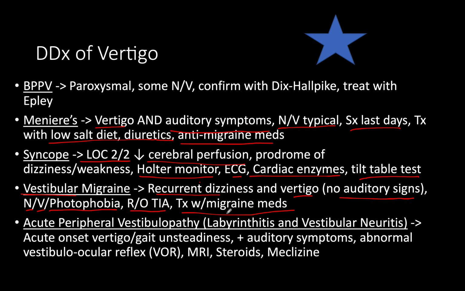Okay. Our last cause of vertigo is acute peripheral vestibulopathy, aka labyrinthitis, is probably what you've heard before. You may have heard vestibular neuritis. Here we have acute onset vertigo and gait unsteadiness with auditory symptoms. Okay, acute onset with those auditory symptoms. Here we have an abnormal vestibular ocular reflex.